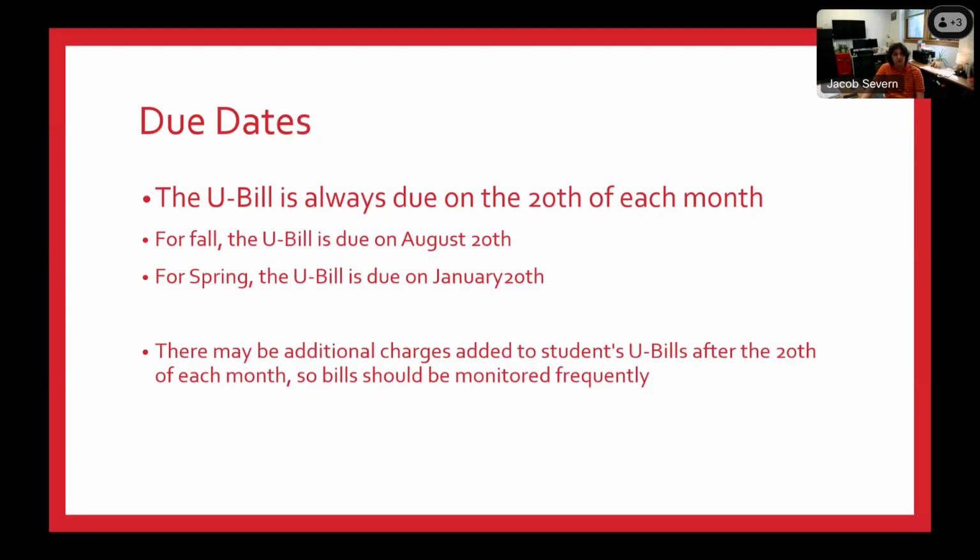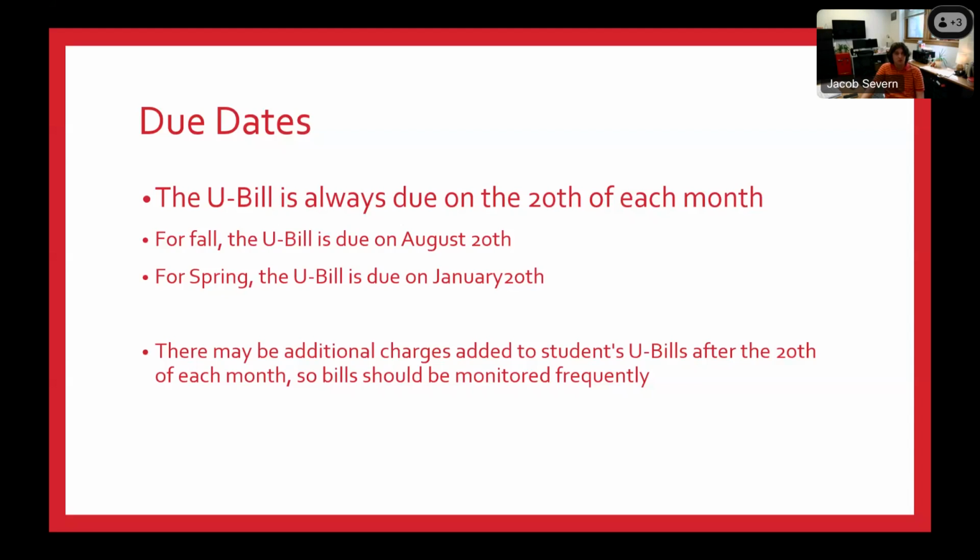The Office of Student Financial Aid and Accounts Receivable, the billing office, are both aware of these delayed dates, and no late charges will be posted during the month of August due to this Workday transition. So there may be additional charges added to the student's U-bill, and the U-bill is always going to be due on the 20th of each month. So on August 20th, if you pay off your university bill, but the student then has some university bookstore charges added to their account after August 20th, your student's bill will be due on September 20th.